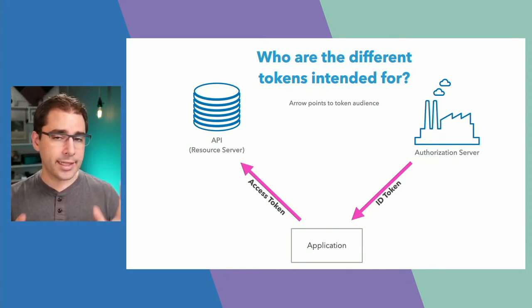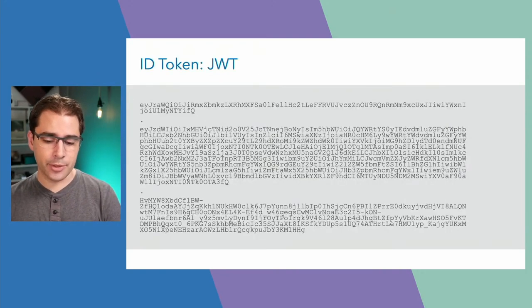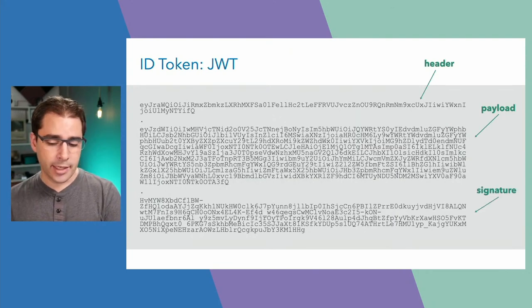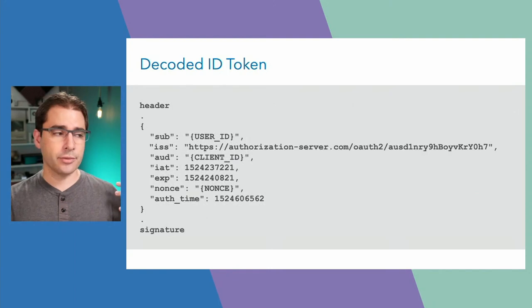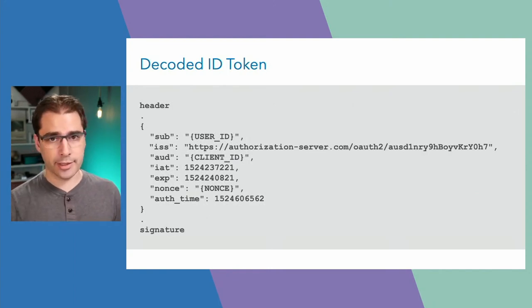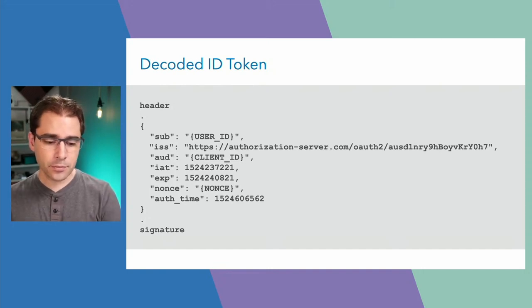Okay, an ID token is a JSON web token. It's defined in the spec. A JSON web token is a three-part token containing a header, payload, and a signature. Inside the ID token are what are called a bunch of claims. These are things that talk about the user or about how they logged in or other things about the system.